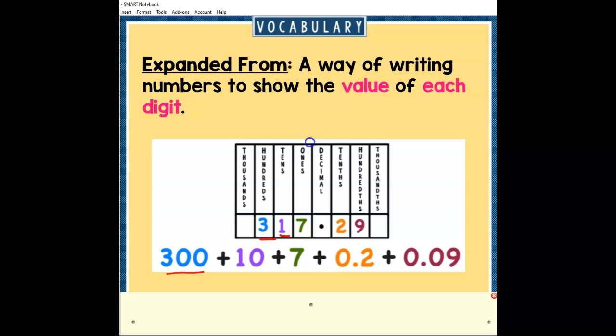The 1 is in the tens place, so it's worth 10. The 7 is in the ones place, so it's worth 7. The 2 is in the tenths, so it's worth 2 tenths. And finally, the 9 is in the hundredths, so we have 9 hundredths. So when we write it in expanded form, we show the value of each of those digits.